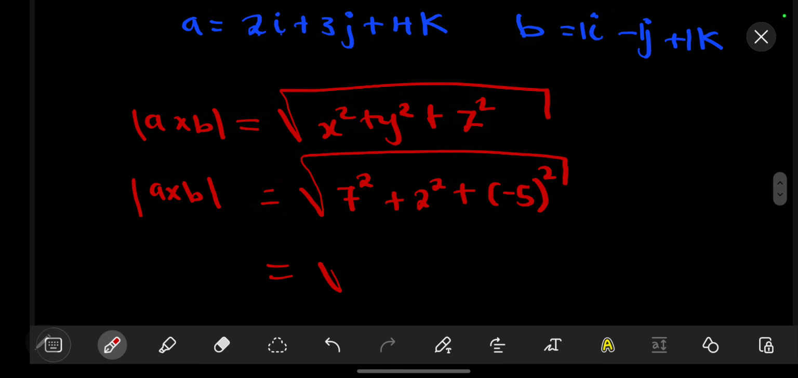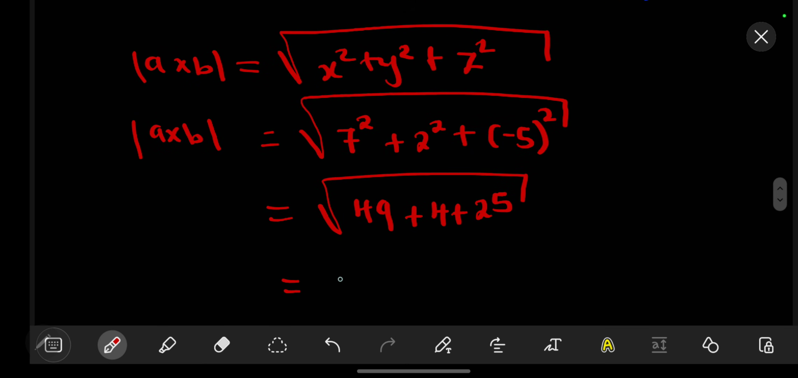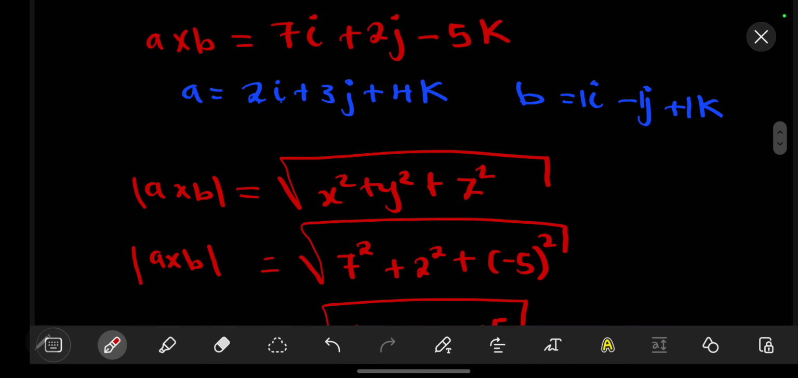After doing this, we have the square root of 7 squared, which gives us 49, plus 2 squared, which gives us 4, plus negative 5 squared, which gives us 25. When we add these, 49 plus 4 plus 25 gives us the square root of 78. So A cross B, this is the magnitude, or rather the size. We can replace it when we are done.